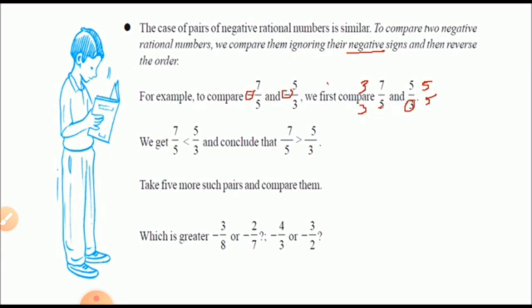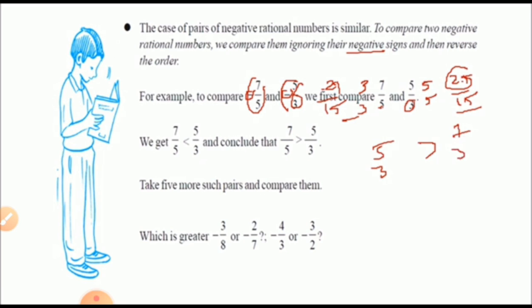Multiply with 3 and 5. What will be the answer? 21 upon 15 and 5 5 is 25 upon 15. Now both the denominators are equal, 15. Which number is greater, 21 or 25? 25. Correct. So which number is greater? 5 upon 3. So put the sign: 5 upon 3 is greater than 7 upon 5.